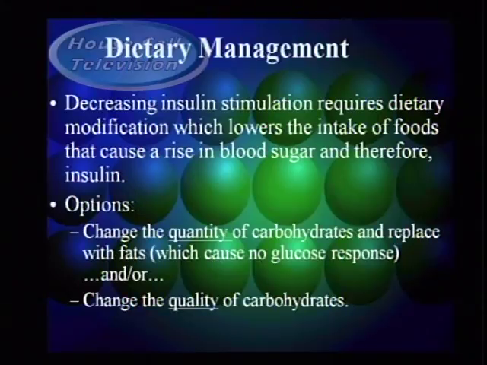Great. So then we want to go to dietary management. And let me forward onto that slide here. Here we go, dietary management. Decreasing insulin stimulation requires dietary modification, which lowers the intake of foods that cause a rise in blood sugar and therefore insulin. So the options are to change the quantity of the carbohydrates and replace with fats, which cause no glucose response. Therefore, we look at a lot of these people, and it really helps them to go on these low carbohydrate diets.